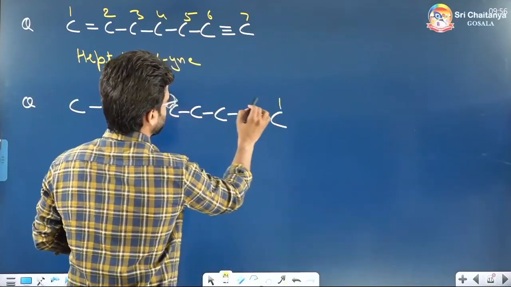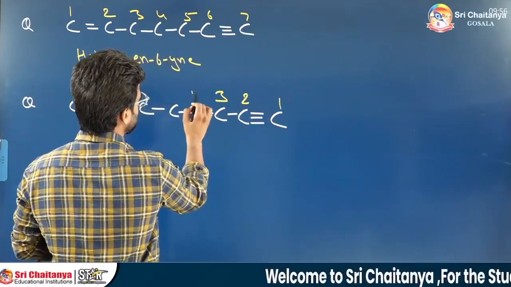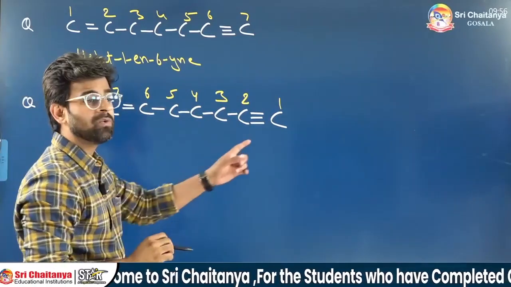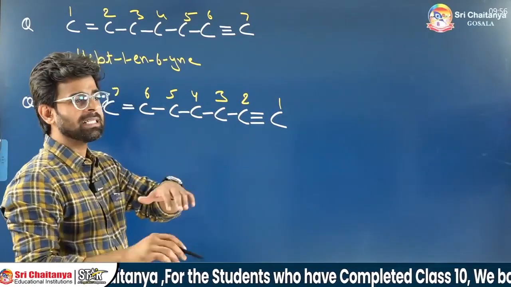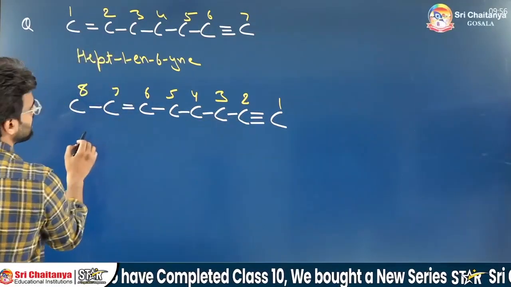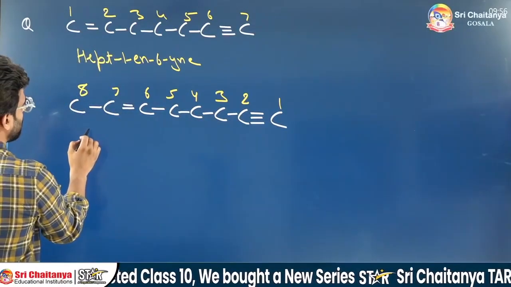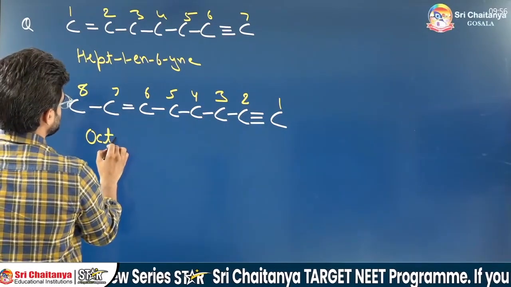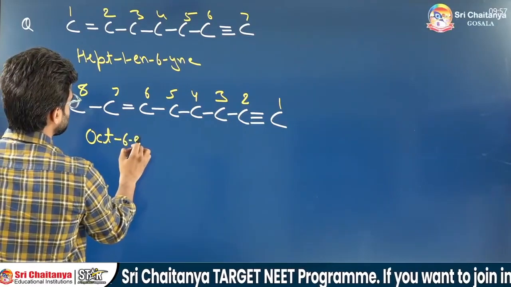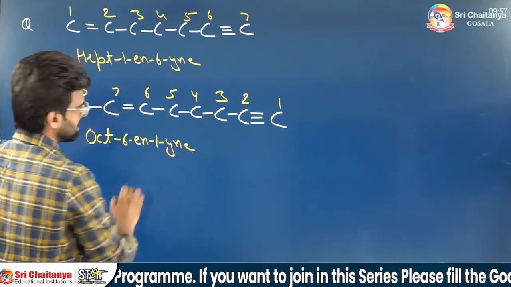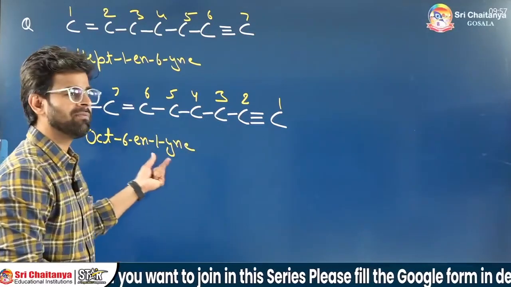Okay. The double bond will be preferred over the triple bond only when you are tying the rows, when the other rows are getting tied. Fine. Very good. So from here, if I see, what is coming? Oct is what? Oct-6-yn-1-ene, right? Oct-6-yn-1-ene.